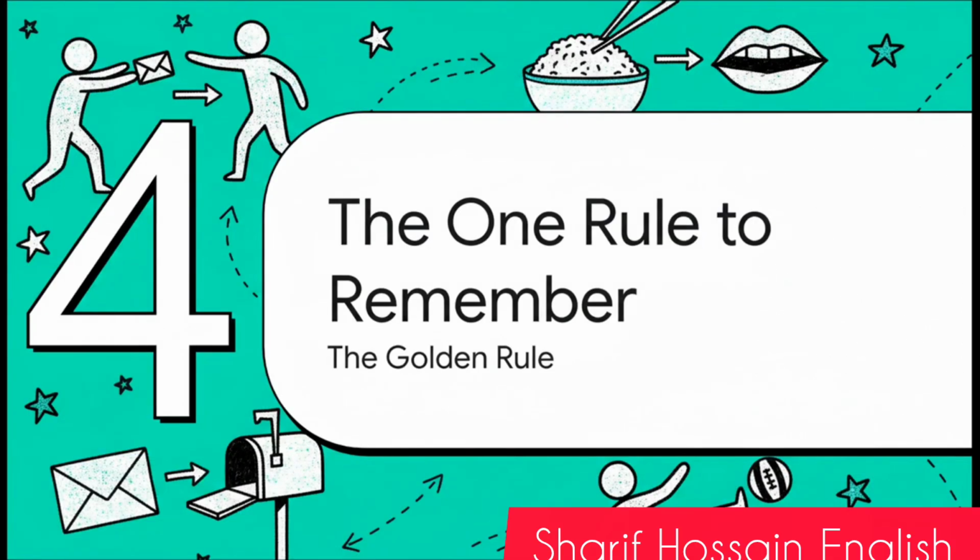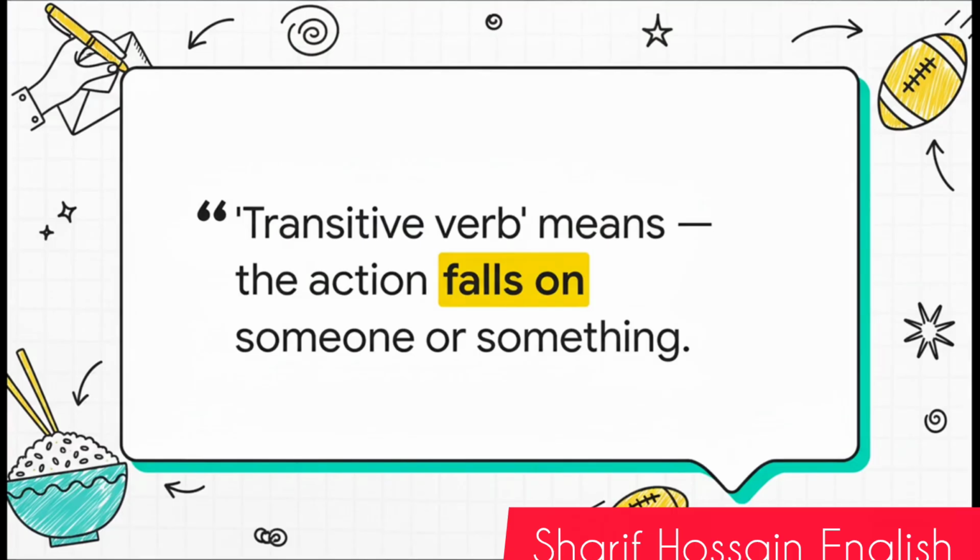So if you only remember one thing from all of this, let it be this next part. This is the simple, powerful, golden rule. And there it is. This is a quote from the original source material, which points out that a transitive verb means the action falls on someone or something. That is it. It's really that simple. When you see a verb in a sentence, just ask yourself, does this action stop with the person doing it, or does it land on something else? If it falls onto an object, boom, you've got yourself a transitive verb.